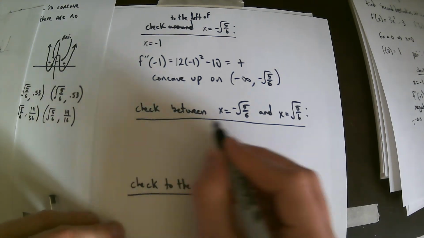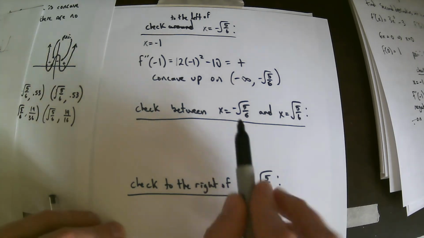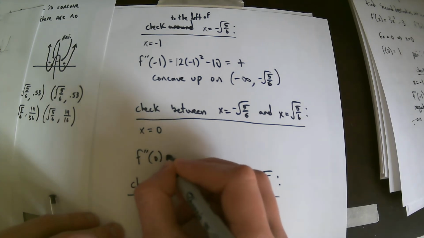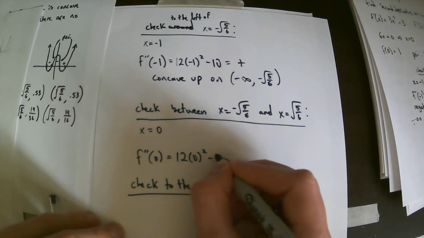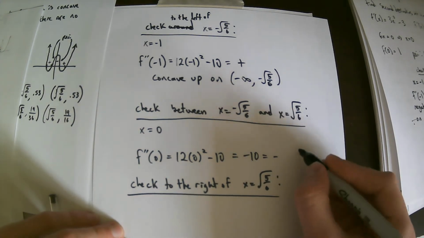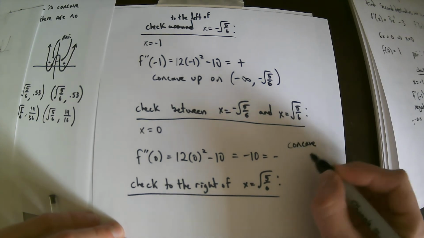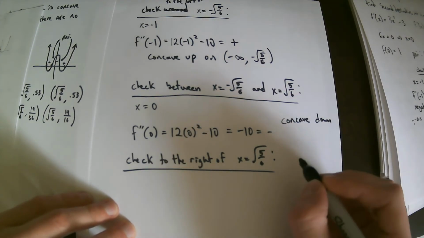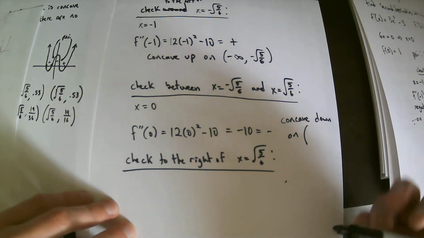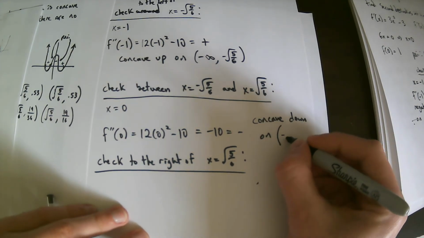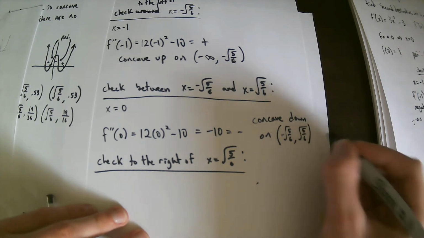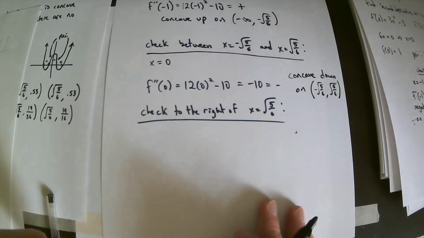Okay, now we want to check between these two, but what's a great number between a negative number and a positive number? 0. So f double prime at 0 is going to be 12 times 0 squared minus 10, but that's going to be 0 minus 10, which is -10, which is negative. That's all we care about, right? So it's concave down. It's concave down between these two, so negative square root of 5 over 6 to positive square root of 5 over 6. Okay.